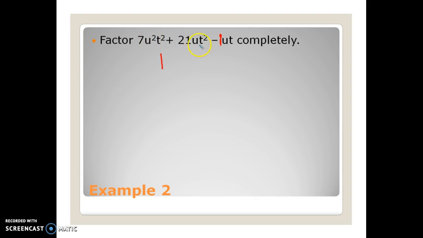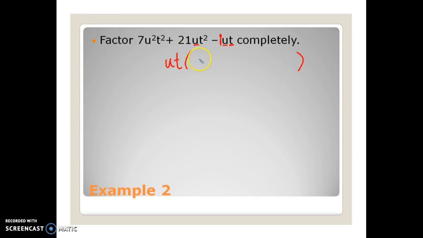Then I have u squared, u, and u. So the u's are my smallest exponent. And then t squared, and t. T is my smallest exponent. All right, so 1ut is the GCF. You don't need that 1. You can put it if you want to, but it's not necessary. So then I'm going to leave a bigger parentheses this time.